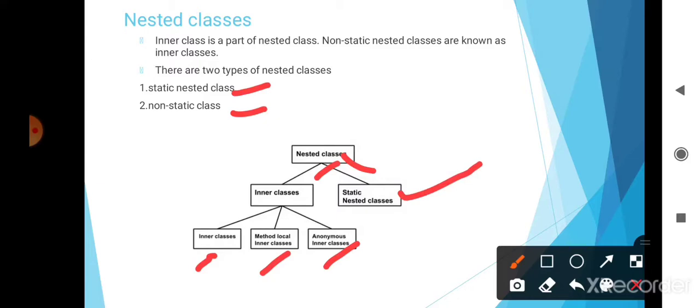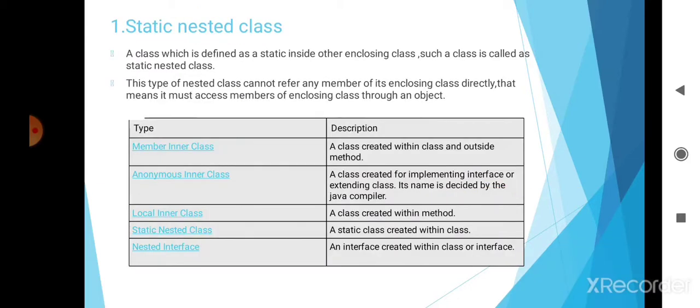First we will see static nested classes. A static nested class is a class which is defined as static inside another enclosing class. Such a class is known as a static nested class. This type of nested class cannot refer to any member of its enclosing class directly. That means it must access members of the enclosing class through an object.